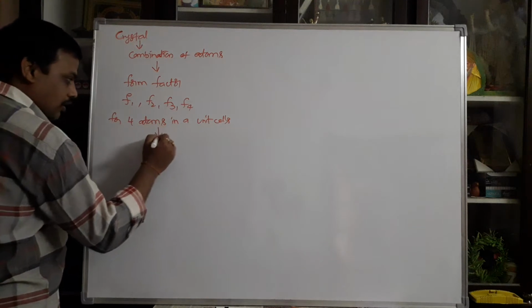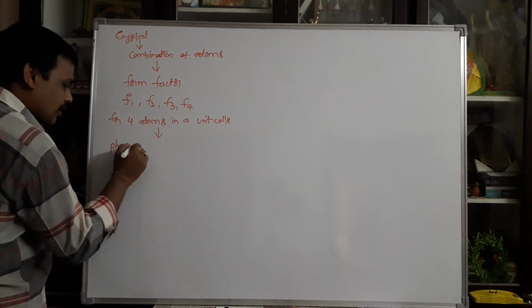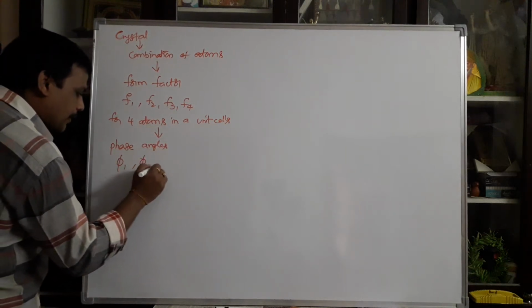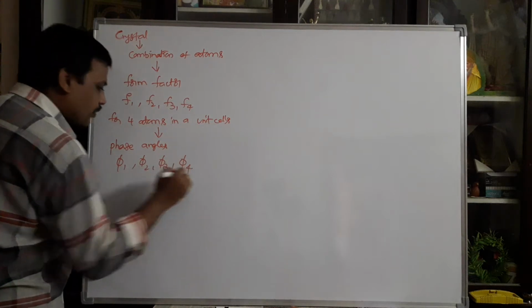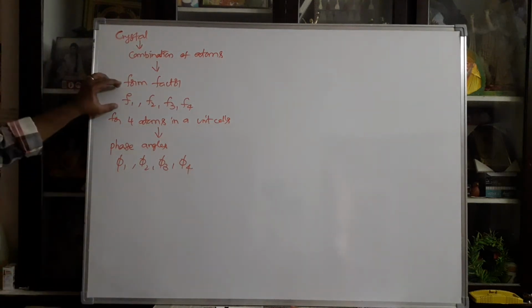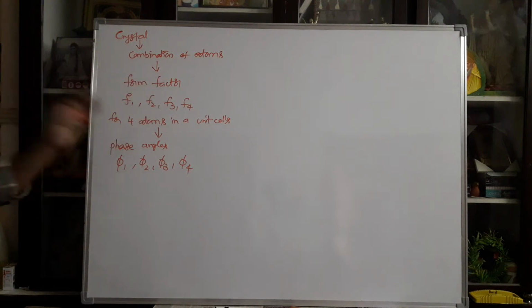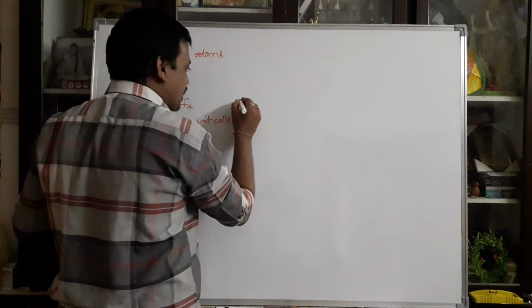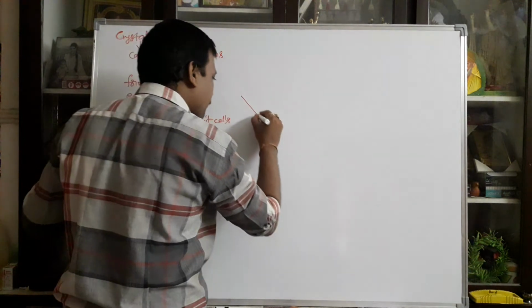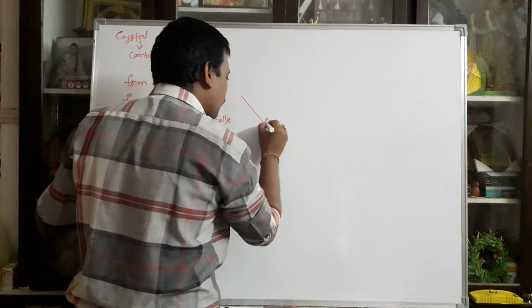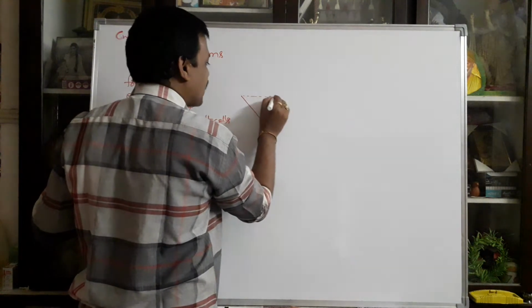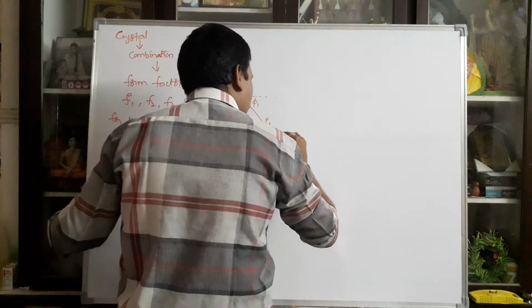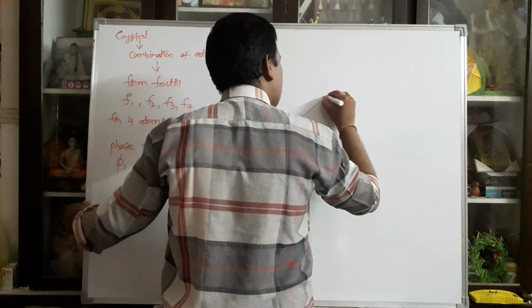Their respective phase angles can be taken as phi 1, phi 2, phi 3 and phi 4, the respective phase angles of the form factors of the atoms in the unit cell. These are represented like this. The first form factor is F1 with a phase angle of phi 1. The second form factor is represented like this.